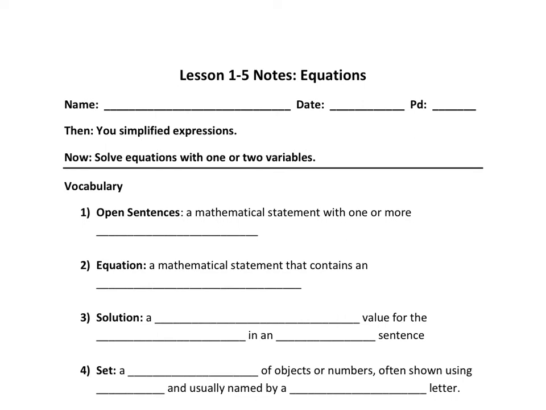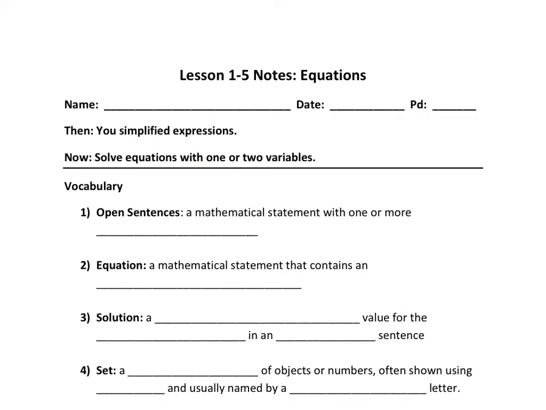Okay, today we're going to be looking at lesson 1.5. We have so far been working on simplifying expressions. Now we're going to be working on equations, which means I need to have an equal sign. It says that we're going to do 1 to 2 variables. We are primarily going to focus on one variable for right now.